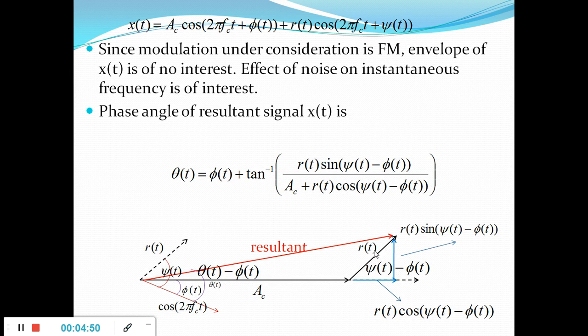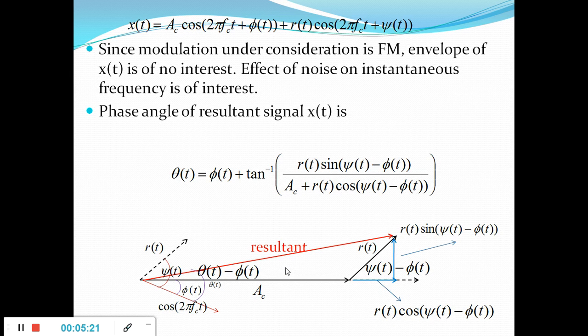Here we have the noise vector. This noise vector makes an angle of psi(t) minus phi(t) with respect to the signal vector. The opposite side will be r(t) sin(psi(t) minus phi(t)). The adjacent side of the noise vector is r(t) cos(psi(t) minus phi(t)).